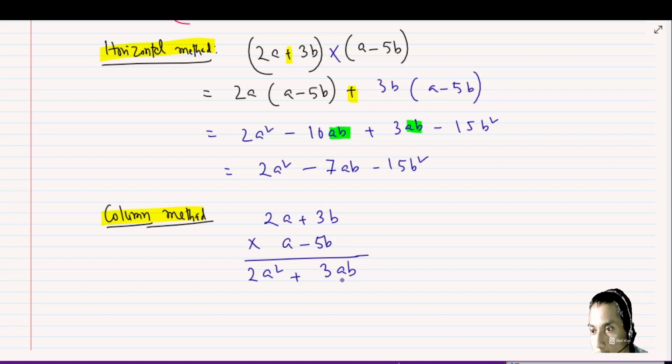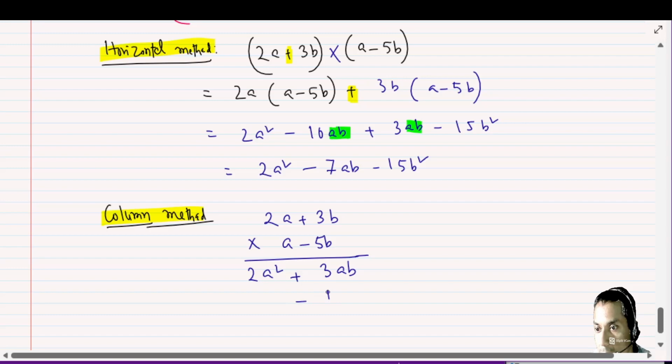And next thing you must remember: for the addition and subtraction, what we have done for the column method, we keep the like terms in the same column. Clear? We follow the same method because ultimately we have to do the addition. Okay, then minus 5b into 2a is how much? Minus 10ab. Why is it placed under this ab? Because they are like terms. Is it clear? And next is minus 15b square.